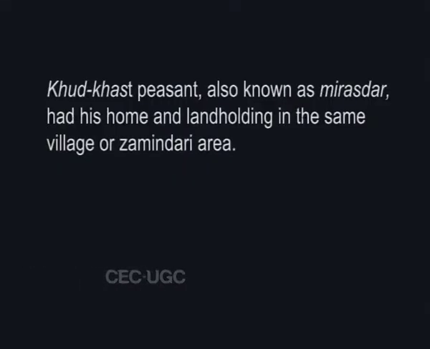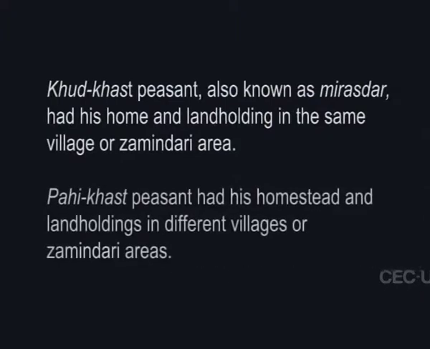Now khud-kasht peasants or mirasdar peasants were those peasants who had their home and land holdings in the same village. And the pahi-kasht peasant is that peasant whose land was in a village or zamindari outside his own. This was the difference. And it has been pointed out by various scholars that towards the end of the Mughal period, there was a tendency on the part of some zamindars, revenue grantees, or mirasi peasants to convert their right of occupancy to their holdings into an ownership right. And that is more or less clear.